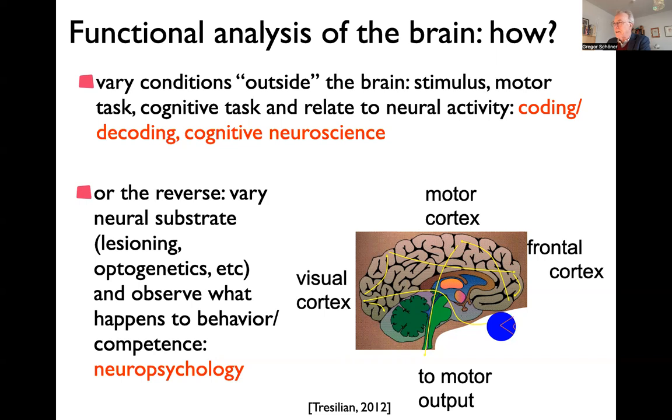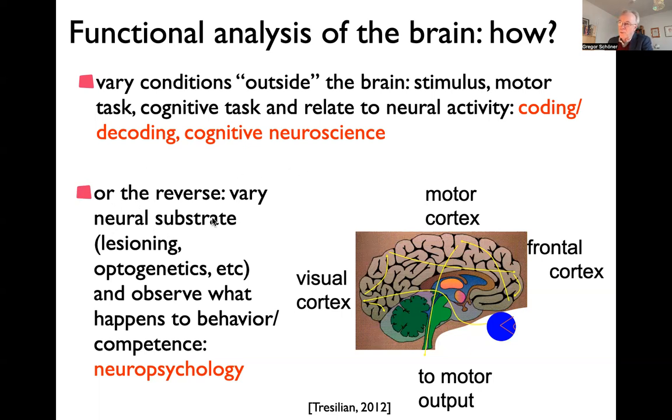And that's the idea that you're observing a brain with different techniques while you vary something that's outside the brain. That could be a stimulus, it could be a motor task, could be a cognitive task, and so on. And so as you vary that outer stimulus, you look at what happens to the activation. I'll go deeper into that in the lecture.